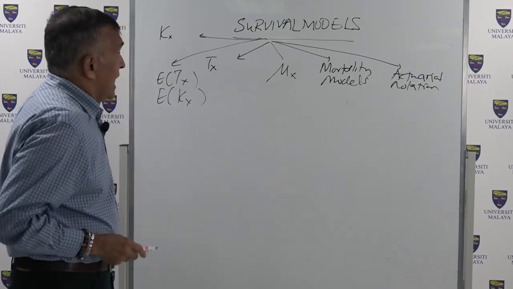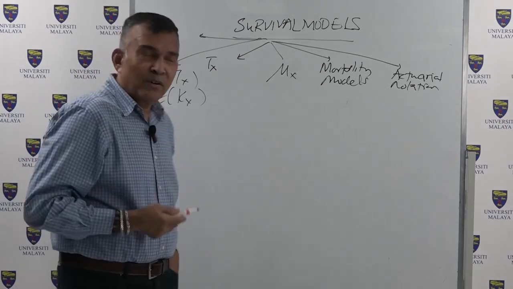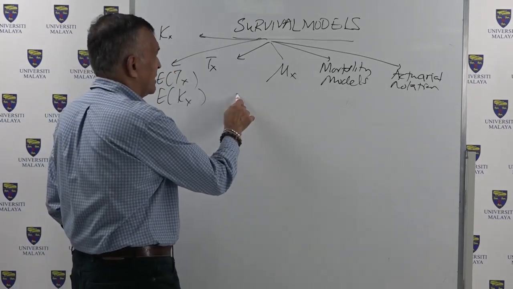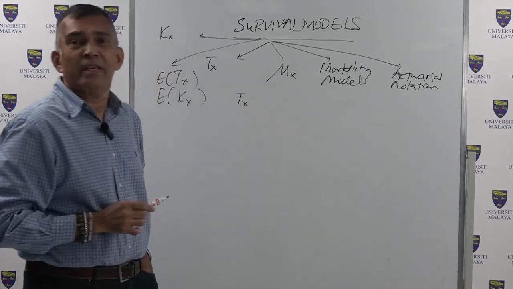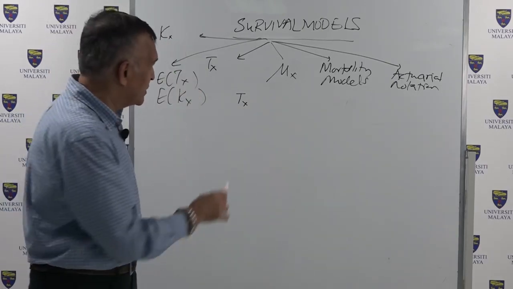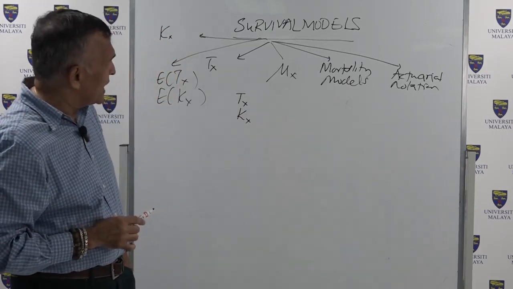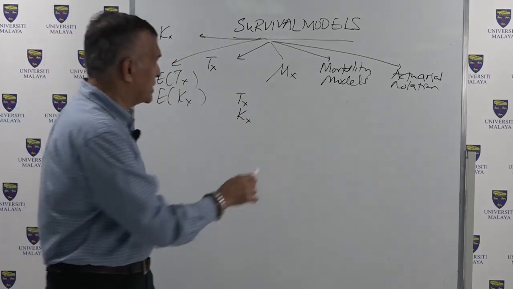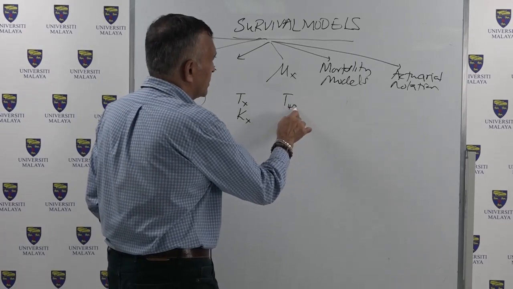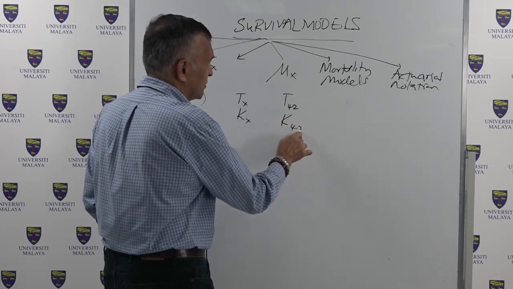Okay, let's have a little bit of fun. Let's start with Tx. Let's look at Tx and Kx. Why don't we put in some numbers? Let me just look at T42 and K42.